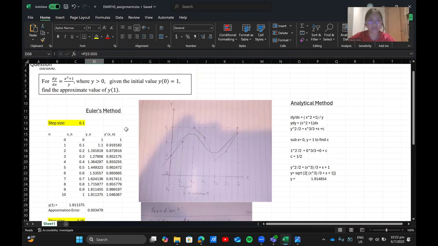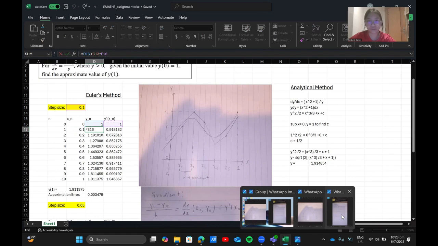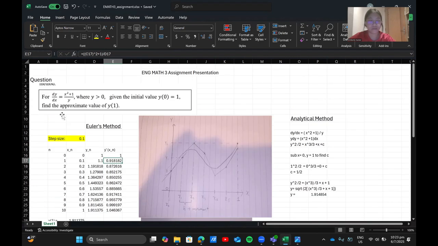This brings me to Euler's method. Taking my step size as 0.1, we could put x as the increment value plus the previous value of x. So 0.1, 0.2, 0.3, all the way till 1. Y would then, in this case, be that formula that we showed earlier. And for y prime, we substitute in using this formula, dy/dx is x squared plus 1 over y.